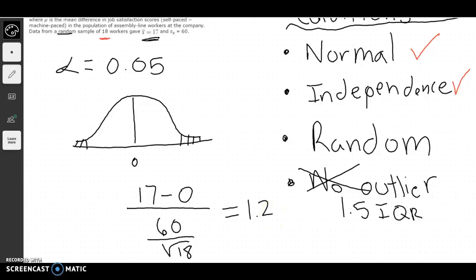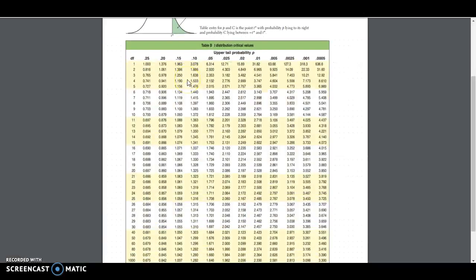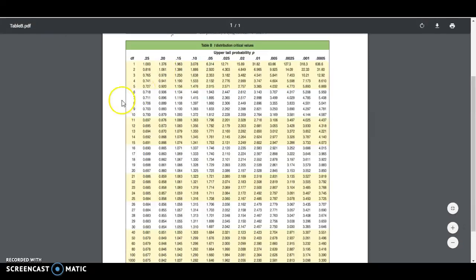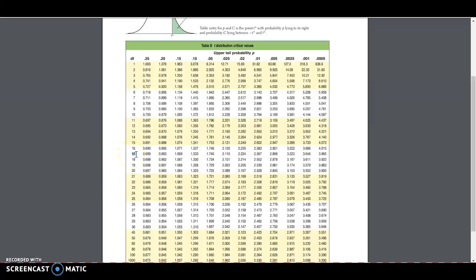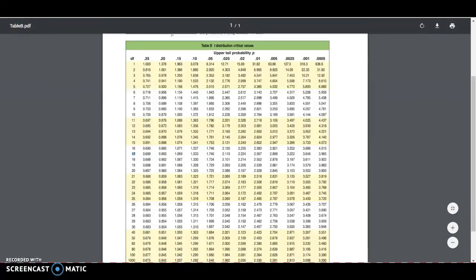Now we need to use that on a t-table instead of a z-table, because we have a sample and we don't have the population standard deviation. Our t-table is a little different than our z-table: it starts with degrees of freedom. The degrees of freedom for this is 17, because it's the number we have minus 1. So we have 17 degrees of freedom, and then we look for the statistic we found, which is 1.2.